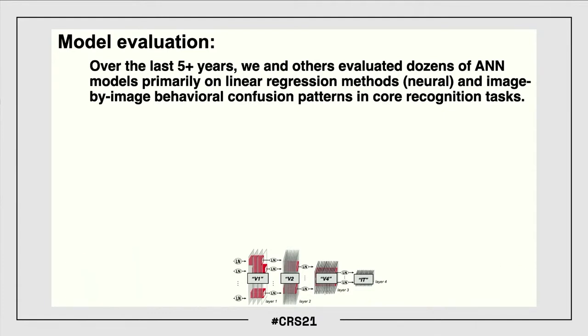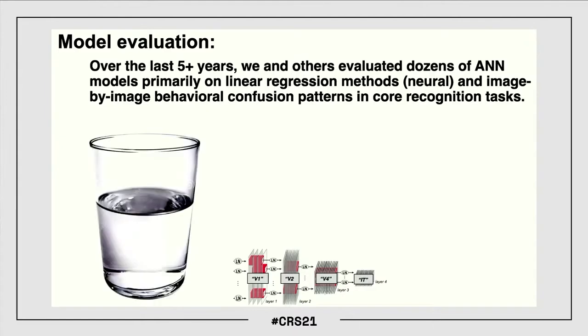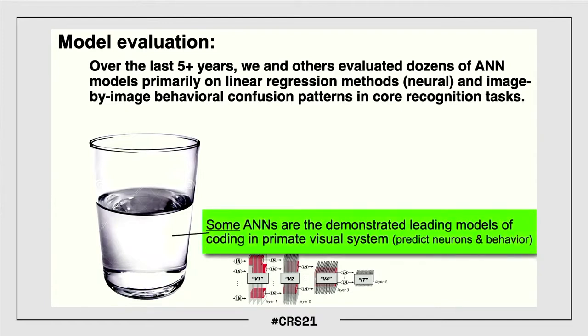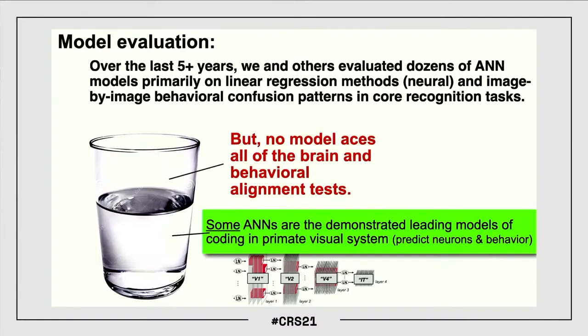The big picture summary that I would give of the field and ventral visual stream models is that it's a glass half full, half empty story. And I think it's important not to say, oh, it's full or it's empty, and try to battle between that. The reality is it's a half full, half empty story. Some ANNs, not any ANN, just some particular ANNs, are the demonstrated leading models of coding in the primate visual system. What I mean by that is they are the models that best align with the neural response patterns and the behavioral response patterns at multiple levels considered simultaneously. And that's good news. That's the half full part.